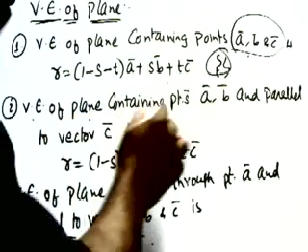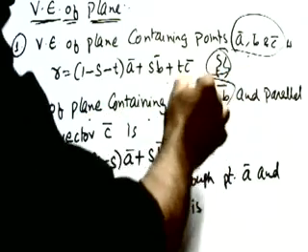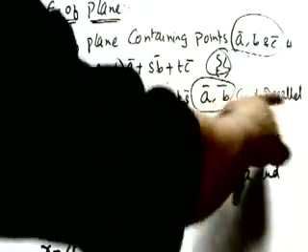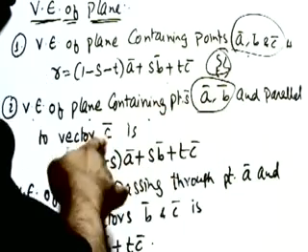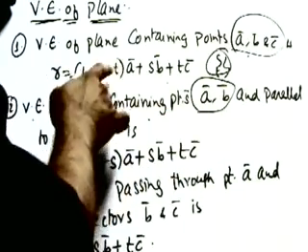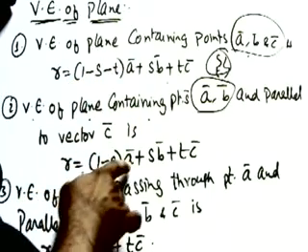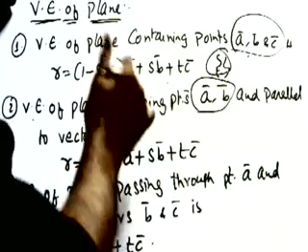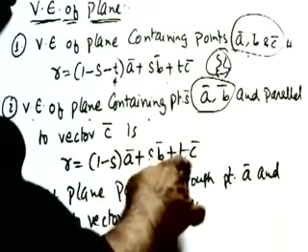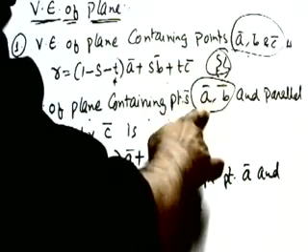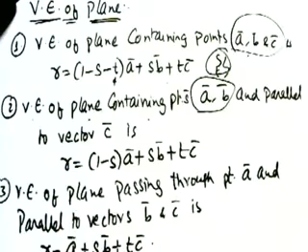If 2 points a, b are given, the vector equation of the plane passing through the 2 points and parallel to vector c is, we take out this t from here: r equals (1 minus s) times a plus sb plus tc. For 3 points, this. For 2 points, this.